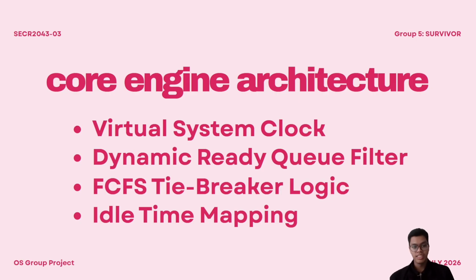As the system architect, I'll walk you through our core engine logic to prevent a common future-seeing CPU flaw where systems accidentally schedule tasks before they walk into the door. Our architecture relies on 4 synchronized mechanisms: the virtual clock, dynamic ready queue filter, first come first served tiebreaker logic, and idle time mapping.